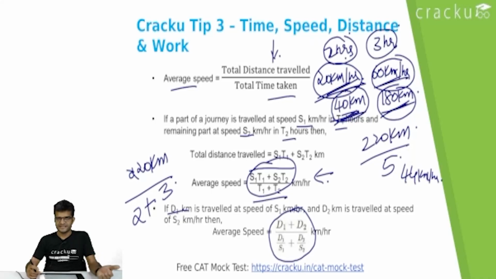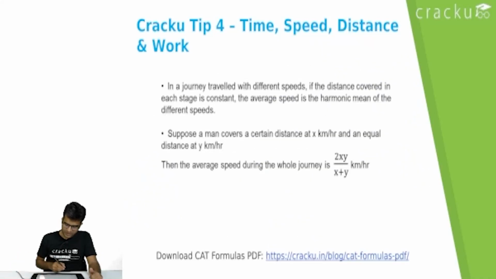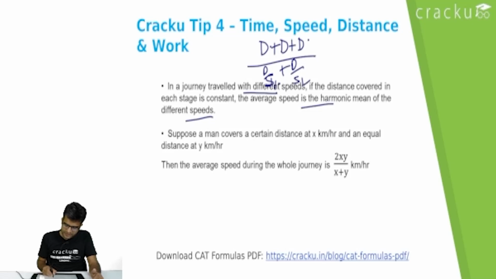Let us now look at the next slide. In this tip, we are told that if a journey is traveled at different speeds and the distance covered in each stage is constant, then the average speed is the harmonic mean of the different speeds. This is just an extension of the earlier slide, where if the distance is constant for all, then the total distance traveled will be D plus D, say there are three modes of transport, and the total time taken will be D by S1 plus D by S2 plus D by S3.